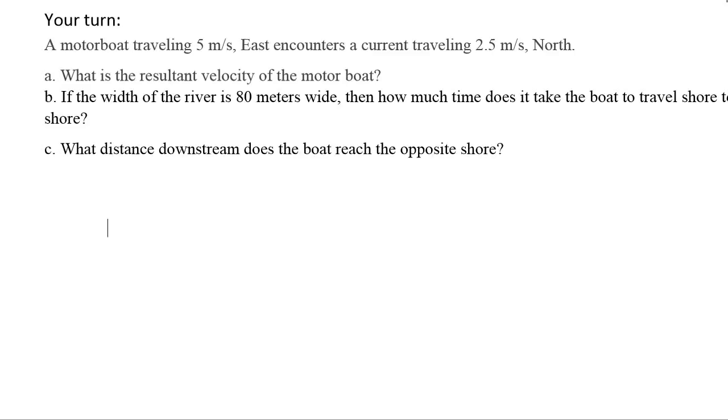All right, so hopefully you had a chance to do the Your Turn questions. So let's take a look at the first one. It says a motorboat traveling 5 meters per second east encounters a current traveling 2.5 meters per second north.